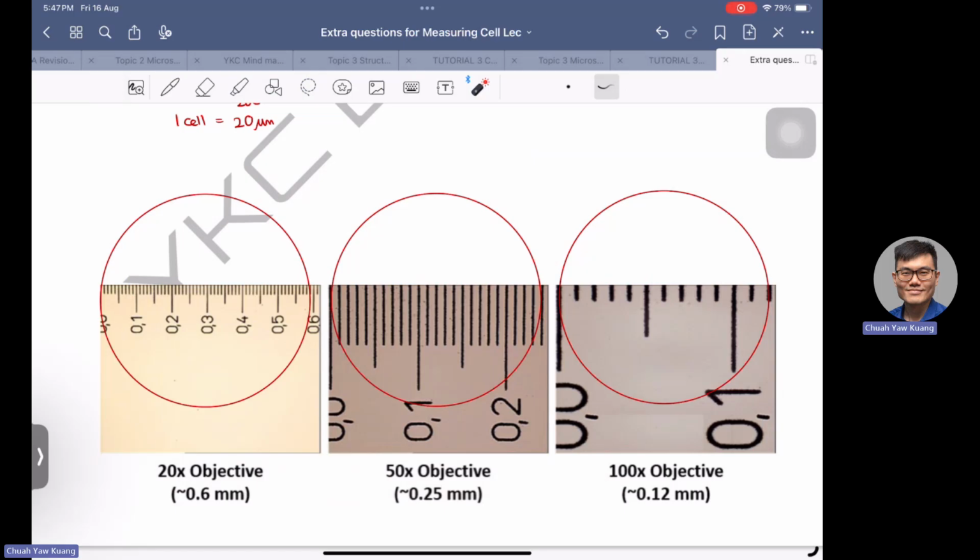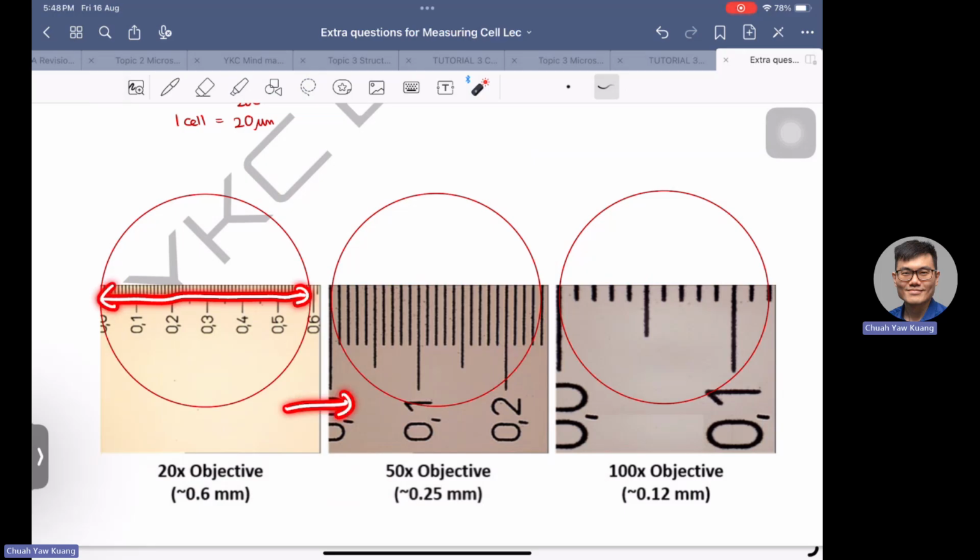Okay, so now at lower magnification, the actual size of the diameter is actually larger, because you can see it's around 0.6 mm. That is the actual diameter. But the image is still the same, right? The image is still the same. It's just the actual size is 0.6 mm.